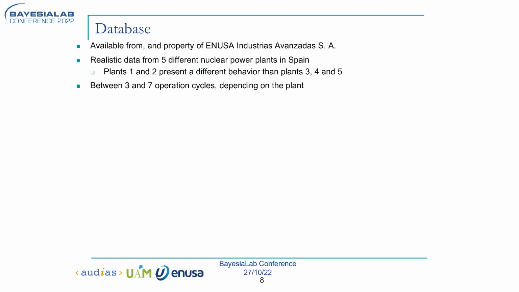For confidentiality reasons we will not disclose the names of the power plants, but there are 5 of them and they are numbered. Plants 1 and 2 present a slightly different behavior than plants 3, 4, and 5 because of the policies of managing the chemistry of the primary loop in these plants. They have between 3 and 7 operation cycles. An operation cycle is one period in time in which the reactor works with the same configuration of fuel elements.